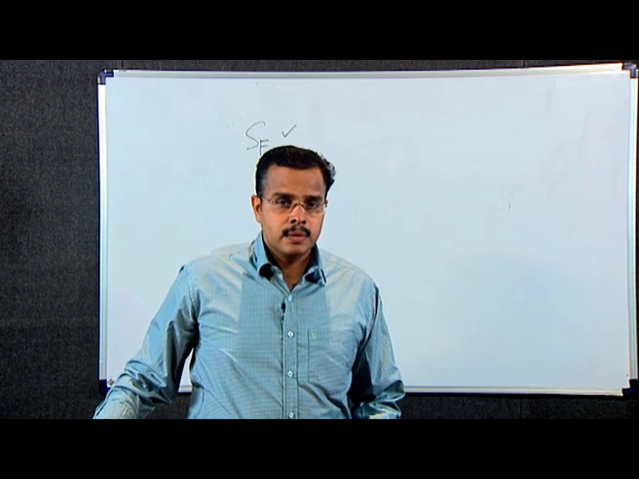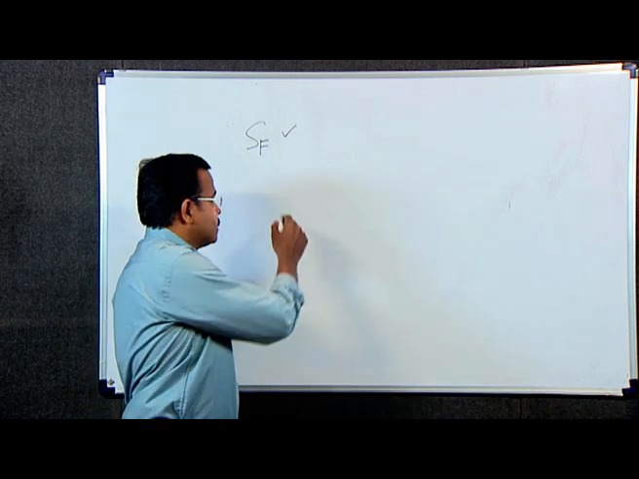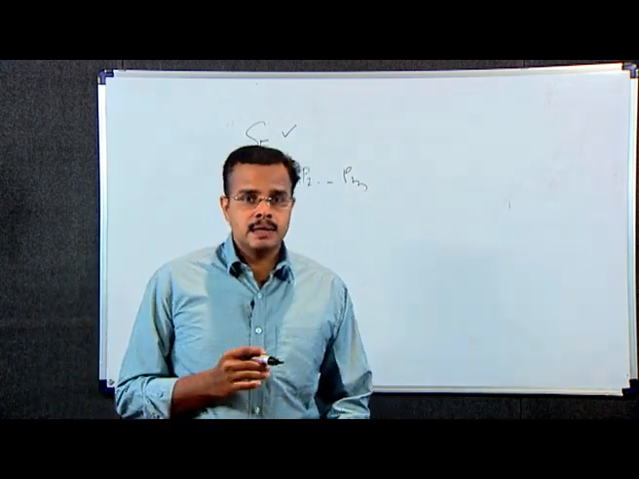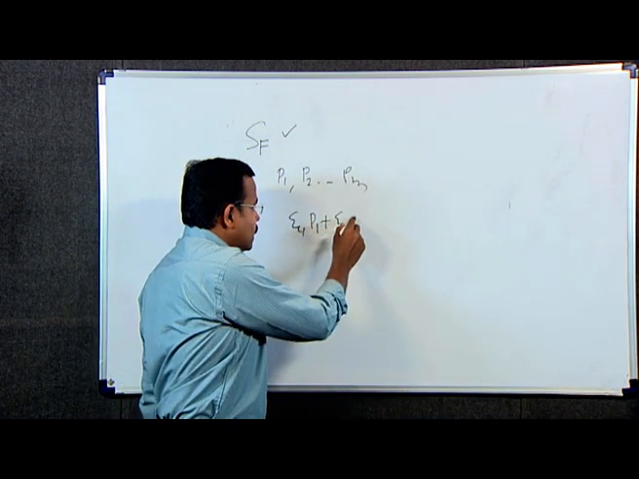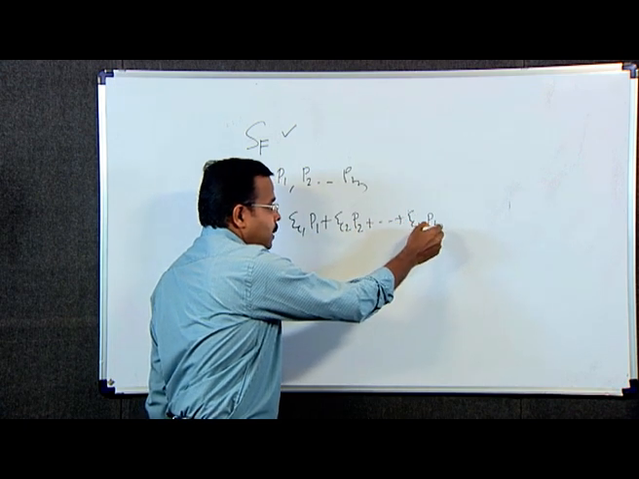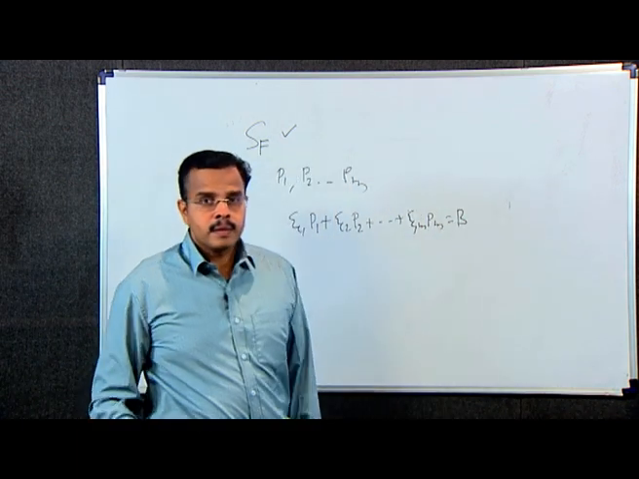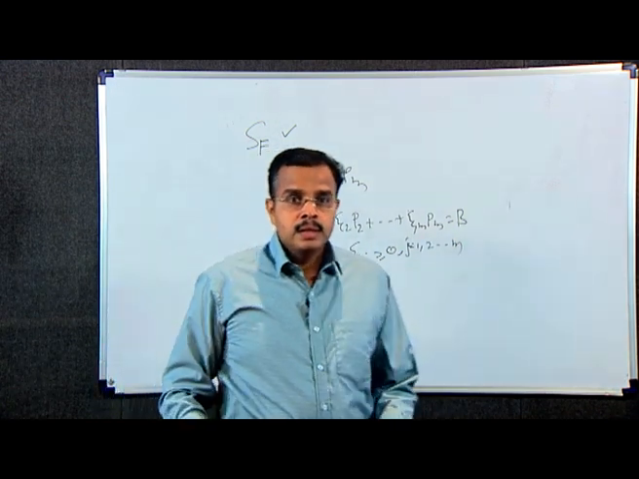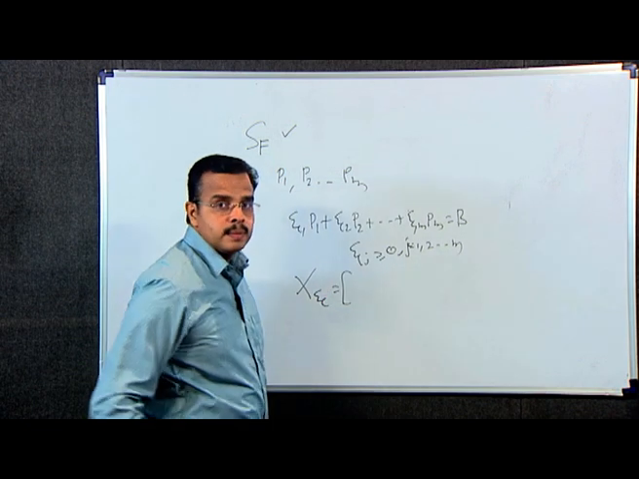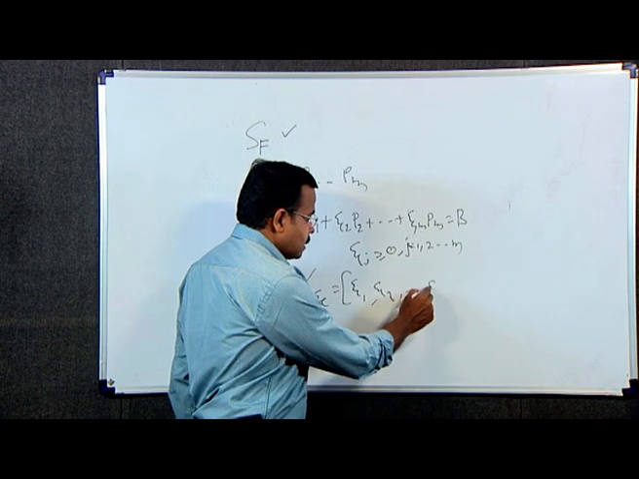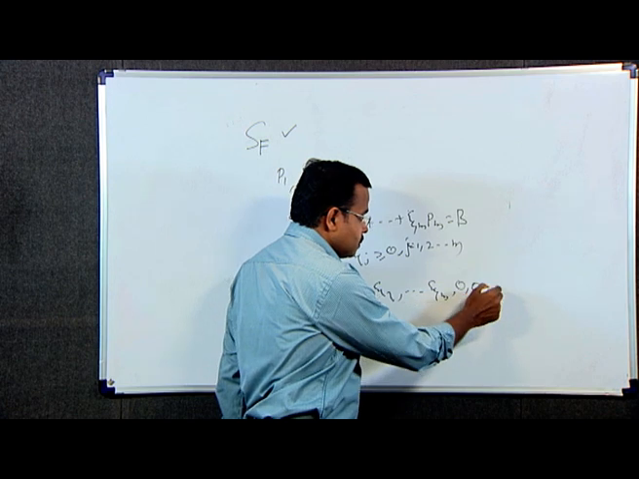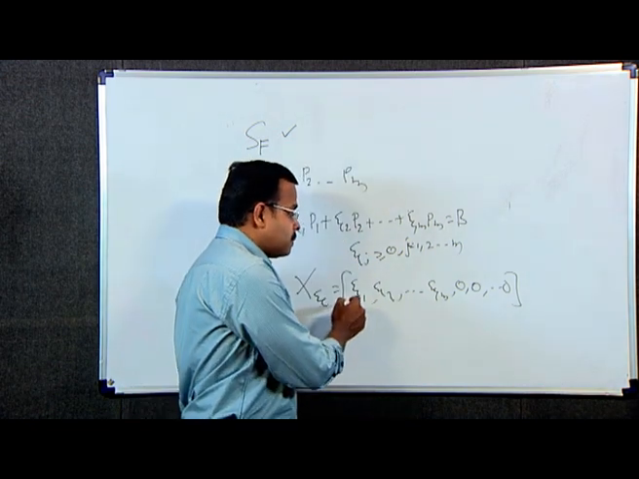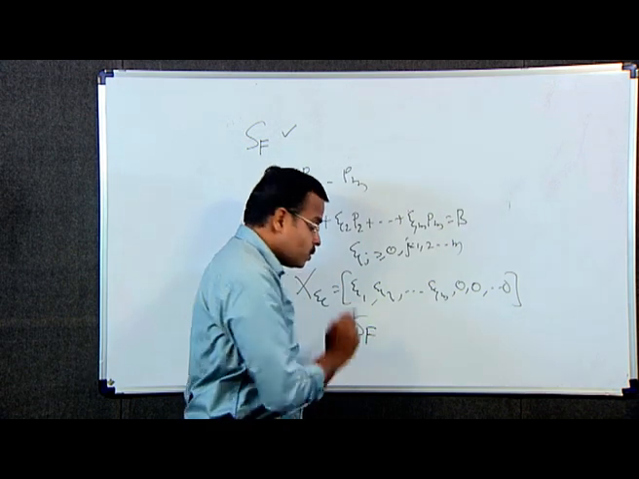Or equivalently, if a set of vectors P1, P2, etc., Pm can be found that are linearly independent such that psi1 P1 plus psi2 P2, etc., plus psim Pm equals B, where psi j is greater than or equal to 0 for j equal to 1, 2, etc., m, then xi equals psi1, psi2, etc., psim along with the zeros, which is a basic feasible solution, is an extreme point or vertex of the set of feasible solutions SF.